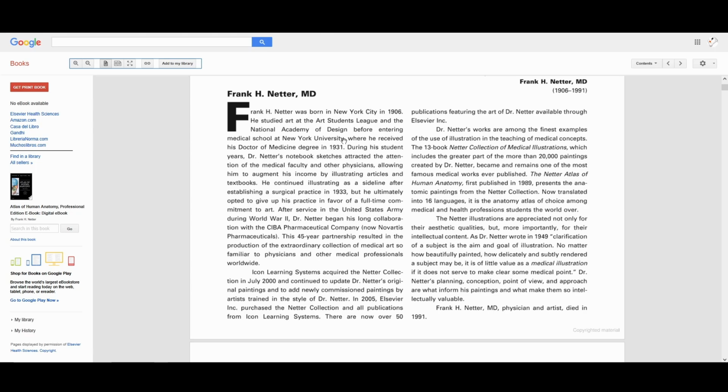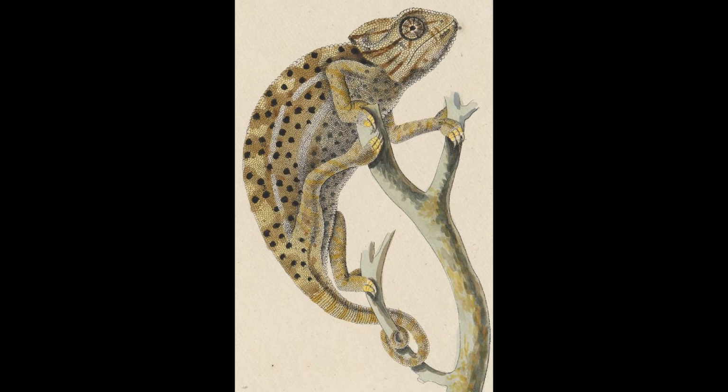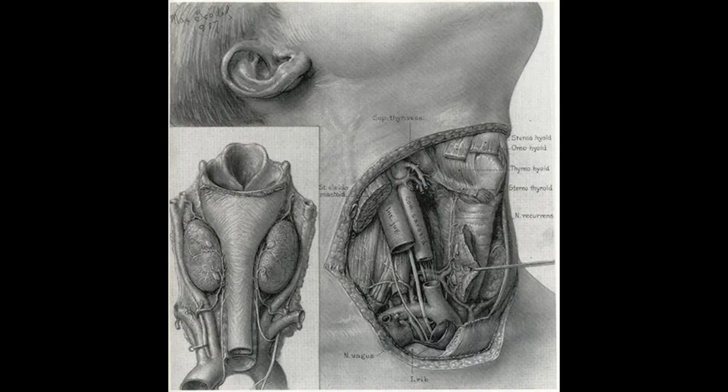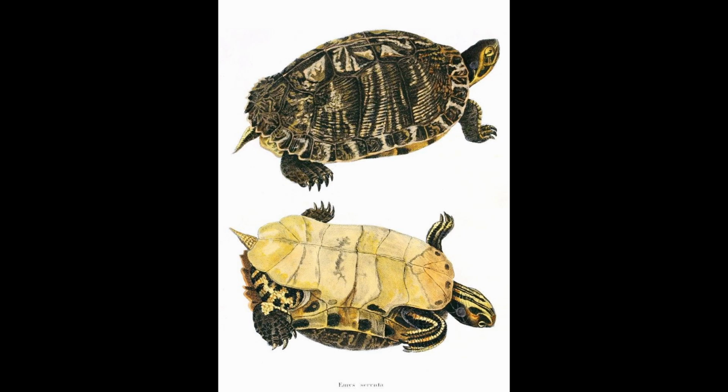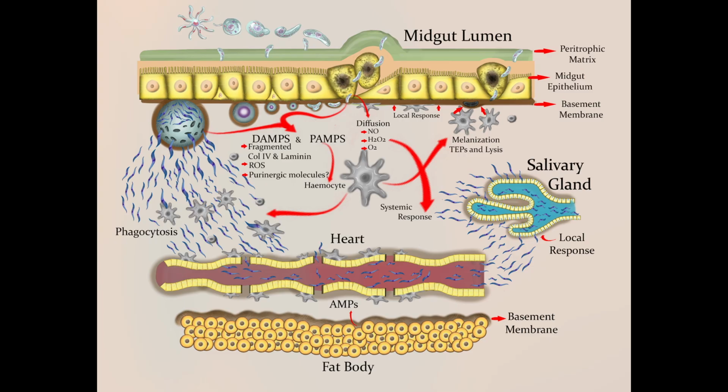As he wrote in 1949, "Clarification of a subject is the aim and goal of illustration. No matter how beautifully painted, how delicately and subtly rendered a subject might be, it is of little value as a medical illustration if it does not serve to make clear some medical point." So in my case, my images were not serving to make clear the concepts I wanted to explain. So biological illustration has to be accurate, but it doesn't need to be perfect. It needs to serve the purpose of teaching, okay?